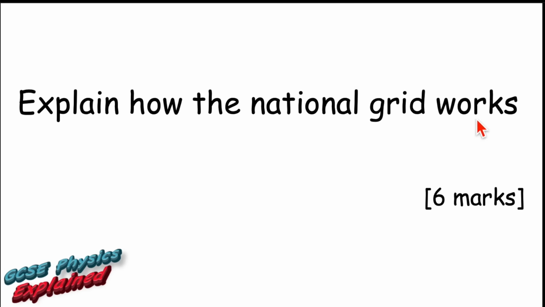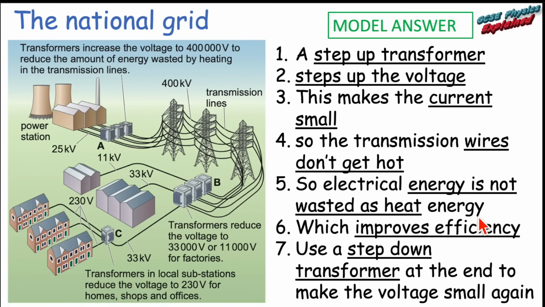Explain how the national grid works for 6 marks. Right. Your model answer, once again, 7 marks possibly. You say a step-up transformer steps up the voltage. This makes the current small, so the transmission wires don't get hot, so electrical energy is not wasted as heat energy, which improves efficiency. Then we use a step-down transformer at the end to make the voltage small again.